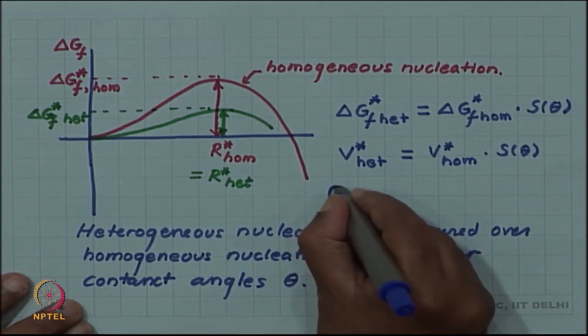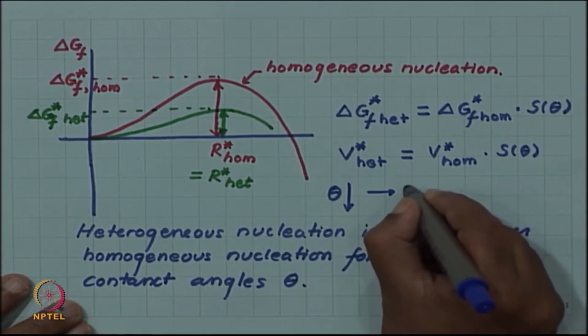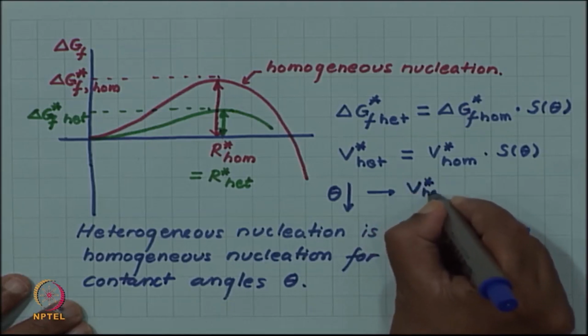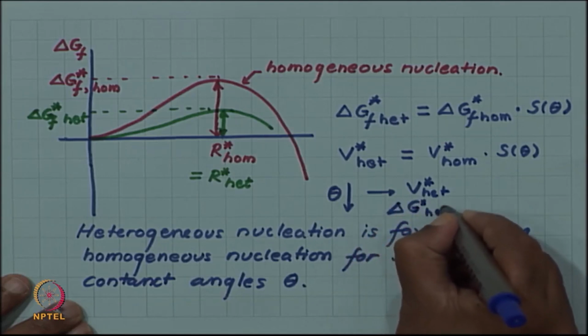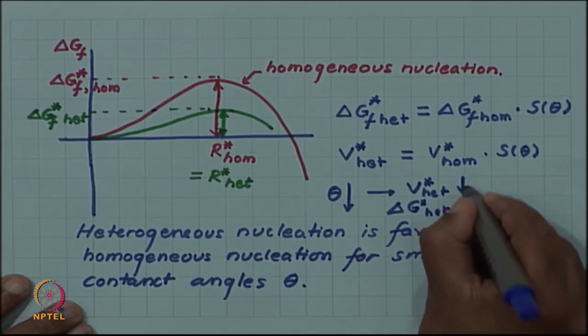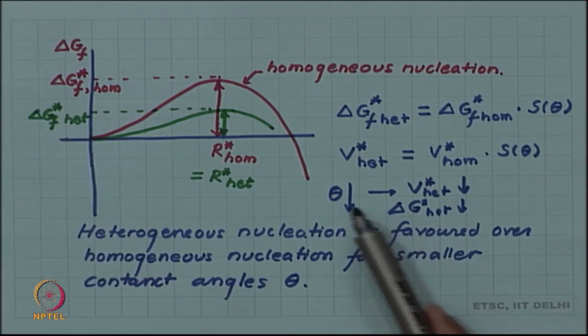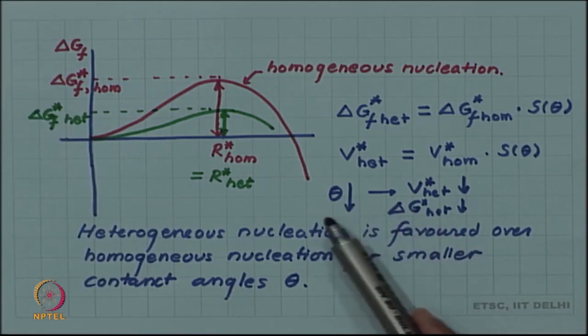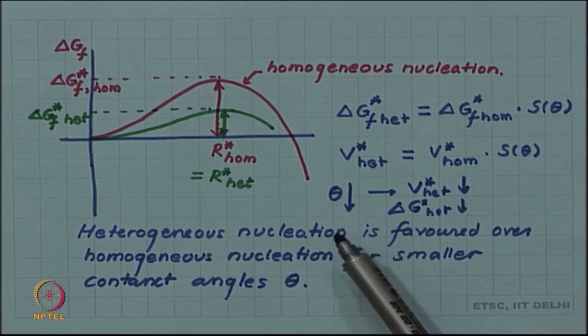So, as theta decreases, both V star heterogeneous and delta G star heterogeneous decrease. This is what in physical terms, smaller is theta, we say that better is the wetting. So, if the nucleus wets the substrate or the wall on which it is forming, then heterogeneous nucleation will be favored.